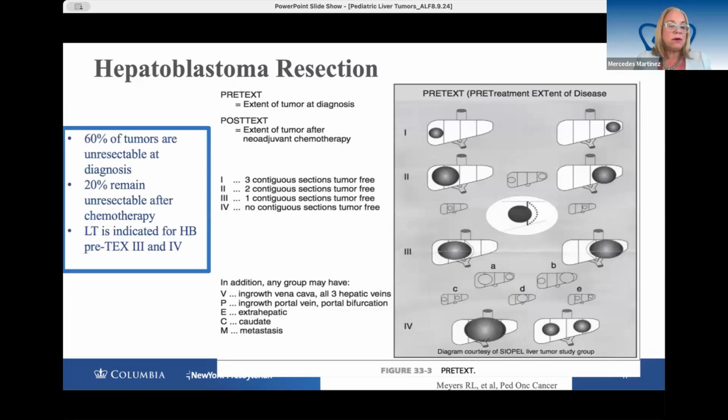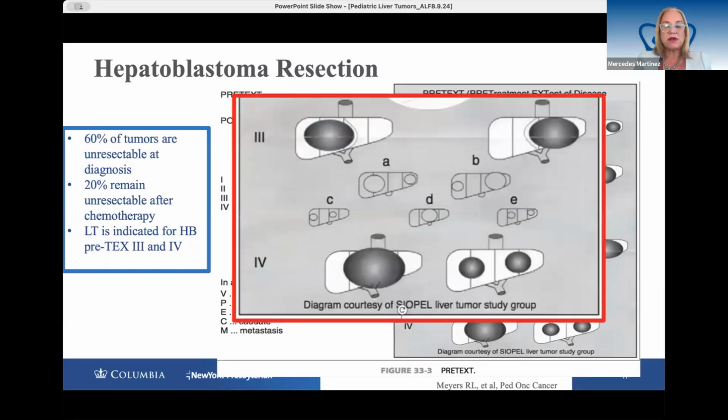Things that we need to know about liver tumors is that 60% are unresectable at diagnosis, and 20% remain unresectable after chemotherapy. For those 20% of patients, liver transplant is indicated. I just want to remind you, these are usually PRETEXT 3 and 4 patients. PRETEXT 3 is mainly when the patient has significant vascular invasion so that you cannot do a good oncological resection.